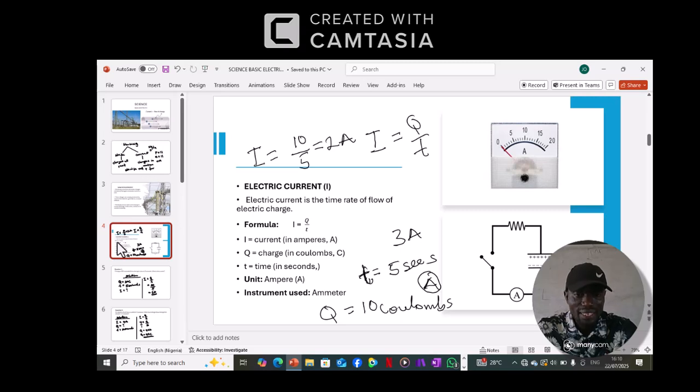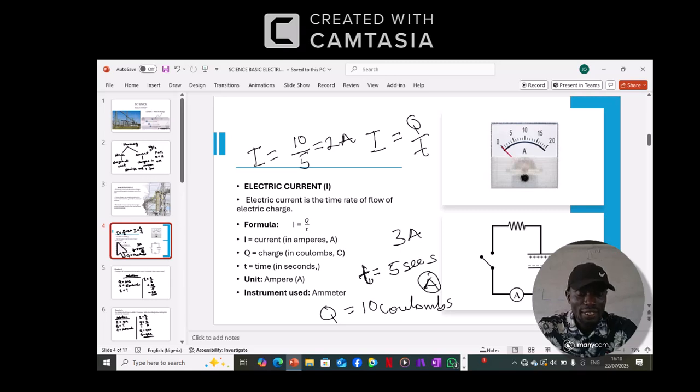So I also said when you see letter I, it stands for current. Letter Q stands for the quantity of electric charge, and the unit of that is coulombs, or capital letter C. Then t is the time. Of course, when we say time rate, we are talking about the rate, it's a function of time. So time must be in seconds. If we are given an hour, it must be converted to seconds.